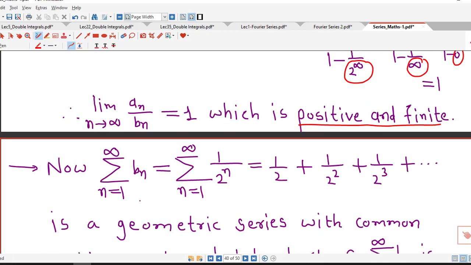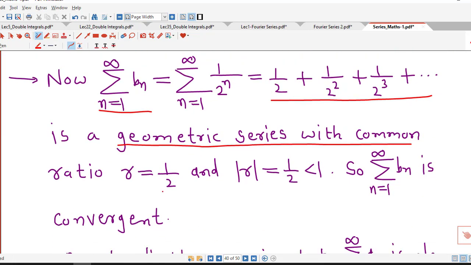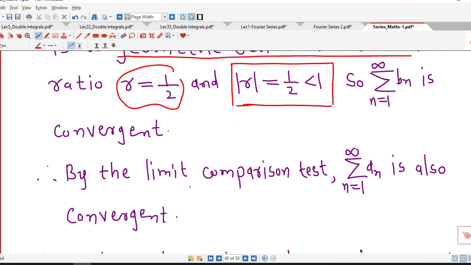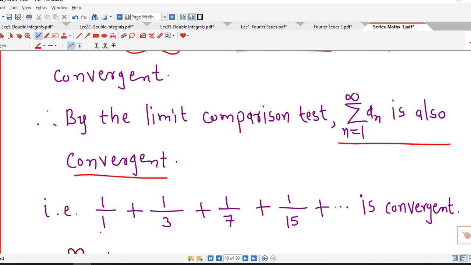Now our series which we have selected is sigma bn equal to sigma 1 over 2 raised to n, n equal to 1 to infinity. So if we expand this, we have 1 by 2 plus 1 by 2 square plus 1 by 2 raised to 3 and so on. So this is a geometric series with common ratio r equal to 1 by 2, and absolute value of r is less than 1, and we know that a geometric series is convergent if absolute value of r is less than 1. So therefore sigma bn is convergent, and therefore by the limit comparison test the given series is also convergent, and this was the given series. So this series is convergent by the limit comparison test.